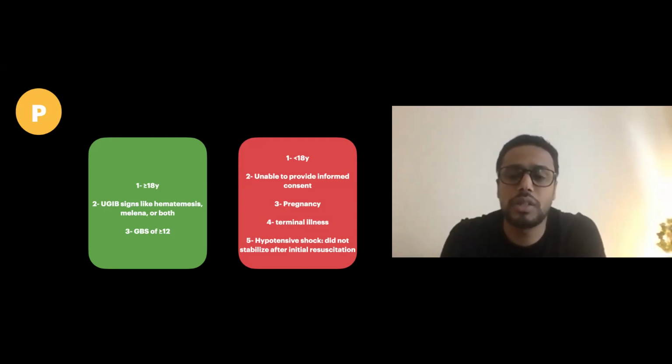And they excluded any patient that was not able to provide consent or was less than 18 or pregnant or had any terminal illnesses. Also, they excluded any patient they were not able to resuscitate and who was in hypotensive shock.